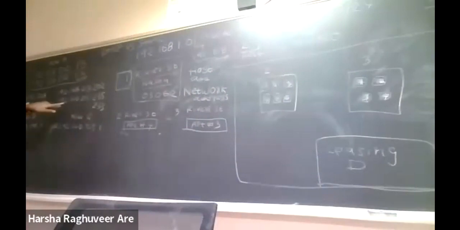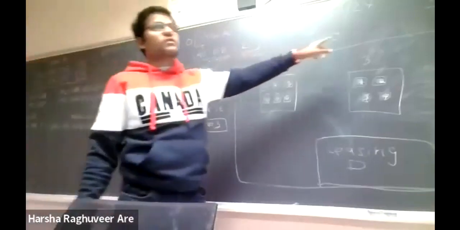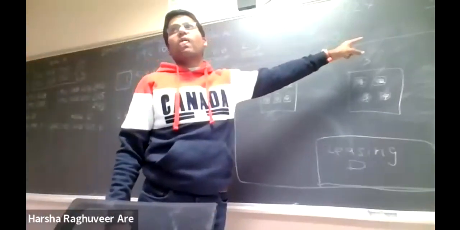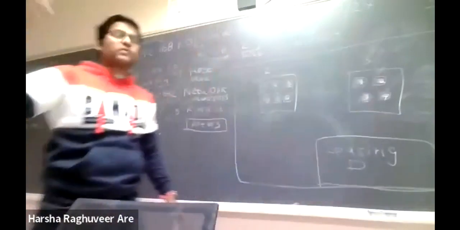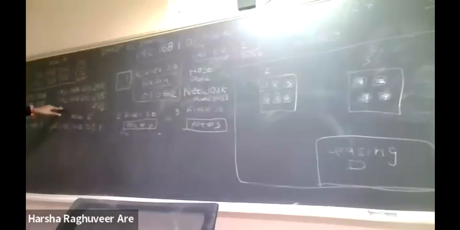What if we only use the first octet as the network? How many? What would it be? 8? Does anyone not understand that part? I'm pretty sure he did not understand, right? So say, for example, if I'm using the first octet as the network, how many bits?